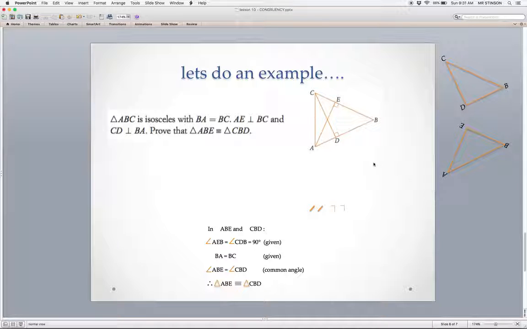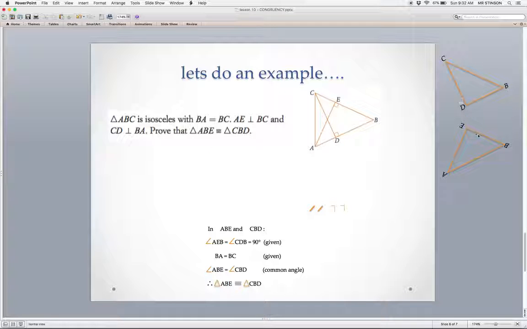Here's a good example of one that might appear in the exam. Triangle ABC is isosceles, with BA equaling BC, and AE is perpendicular to BC, and CD is perpendicular to BA. Prove that these 2 triangles are congruent. So, let's go through our steps.